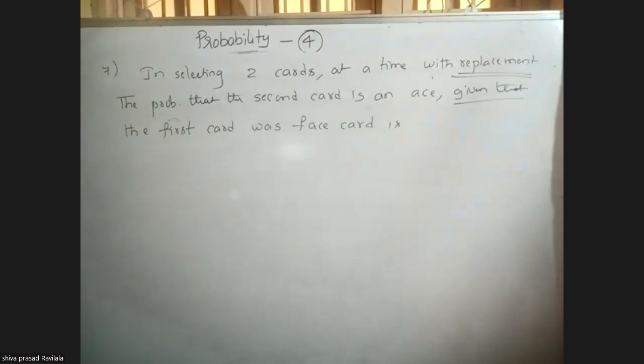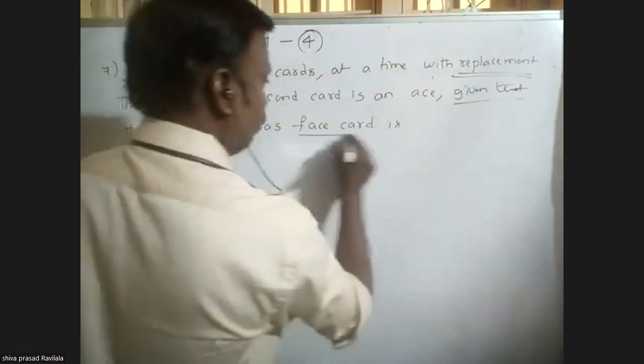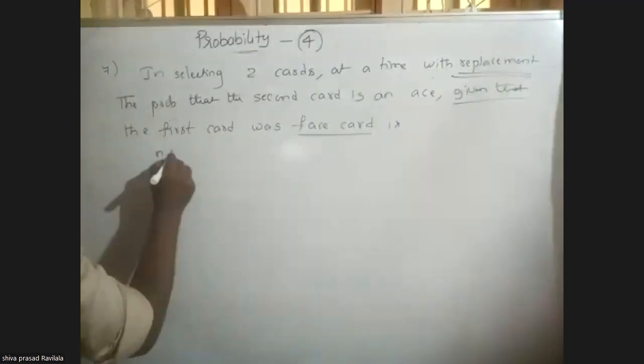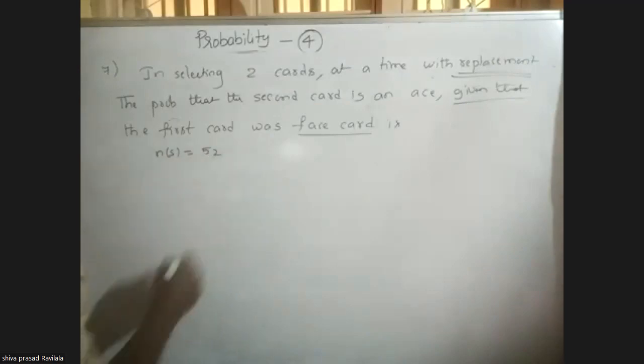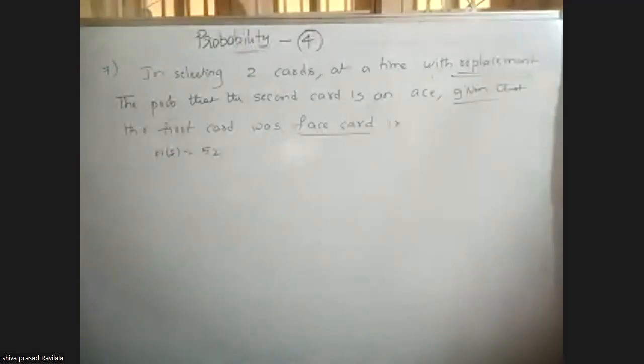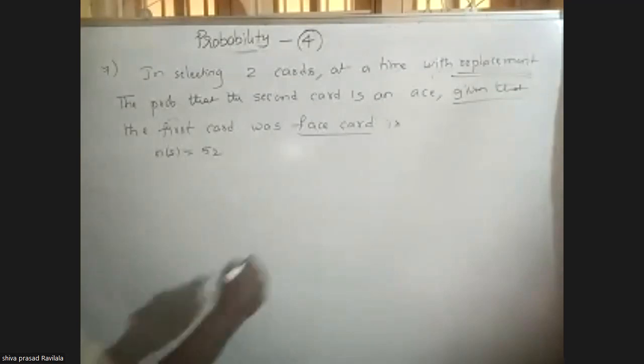We are going to select two cards at a time with replacement. We have to find the probability that the second card is an ace card given that the first card was a face card. How many face cards do we have? 12: Jack, Queen, King. Every suit contains 3, so 4 × 3 is 12.